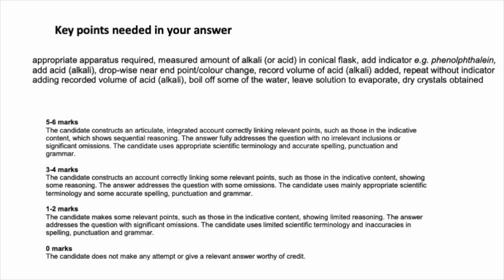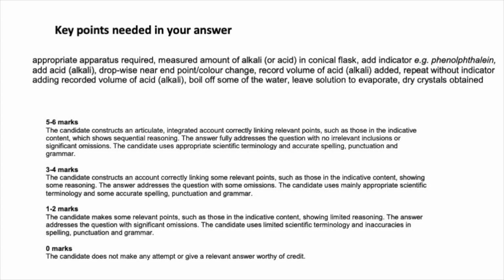Now this question is asking you to explain how you would obtain crystals of the soluble salt potassium chloride, and in the question they made it clear they wanted you to use the alkali potassium hydroxide and the acid hydrochloric acid. So you therefore need to explain how you would carry out a titration to do this.